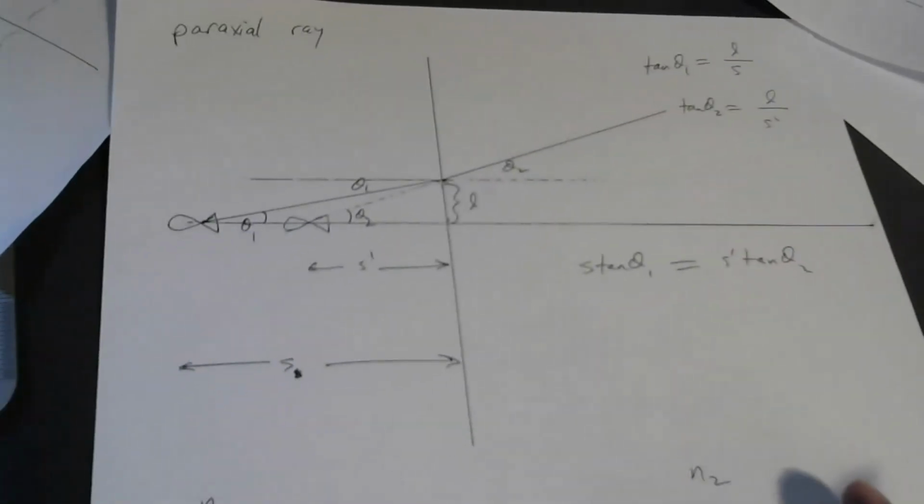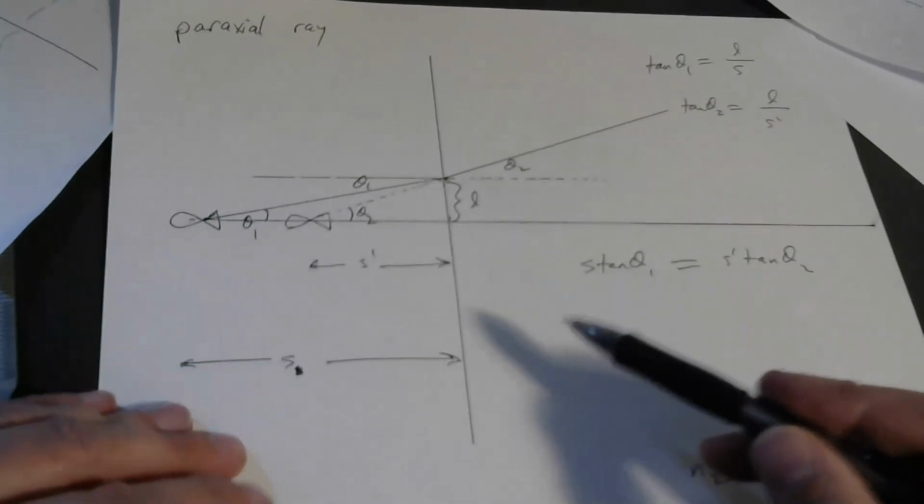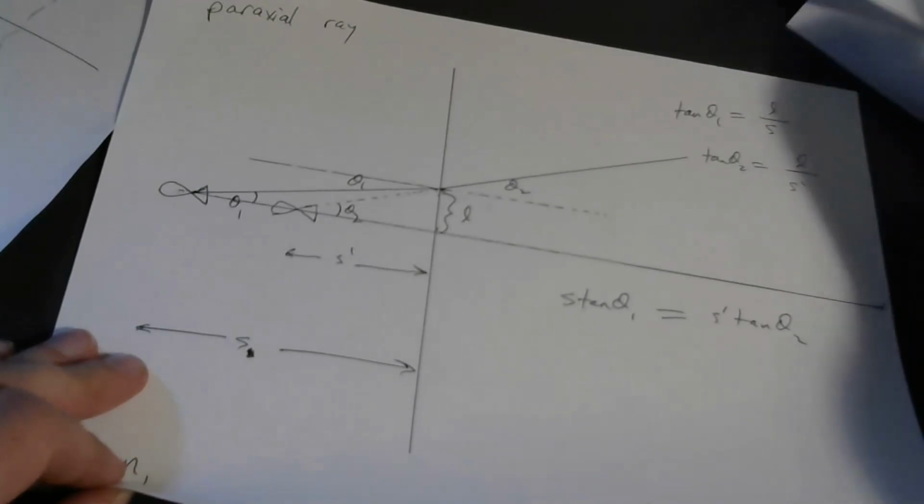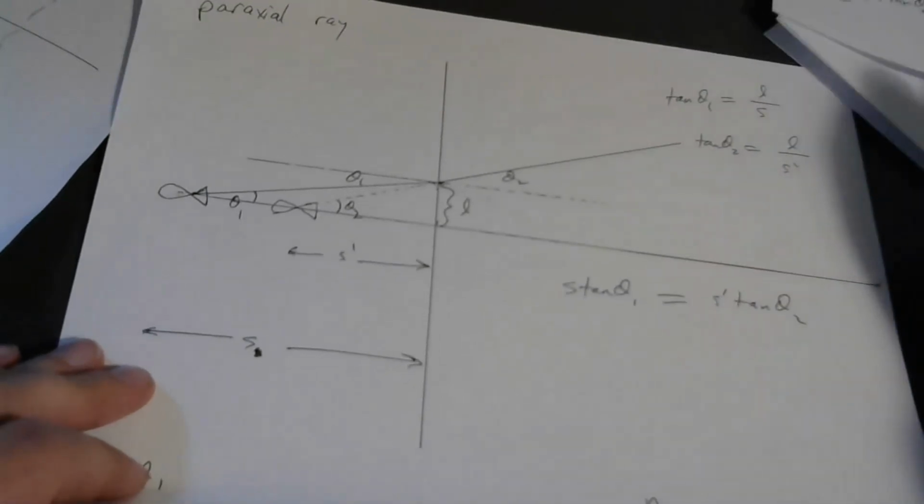What are we supposed to do with that? Well, it's not obvious from this diagram, but I'll try to make it more obvious. The angles that we're talking about, they're really small. It has to do with this assumption of paraxial rays. We'll come back to this in a second, but let me draw, I'll use the backside here.